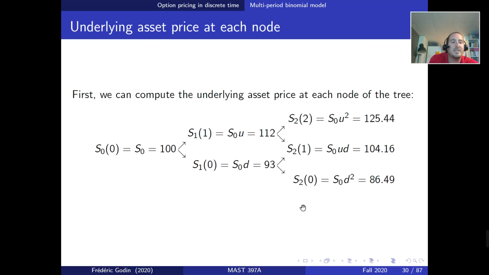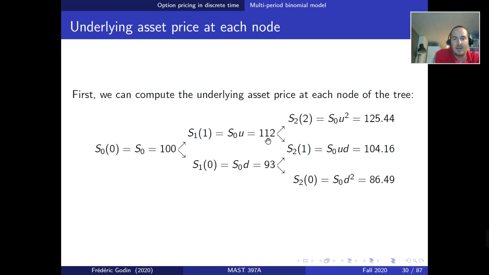Okay, so the first step to solve this problem is to find the value of the underlying asset at each node of the tree. We said that the underlying asset starts at $100, and at each step there are two possibilities. Either it goes up and we multiply its value by 1.12, or it goes down and we multiply its value by 0.93.